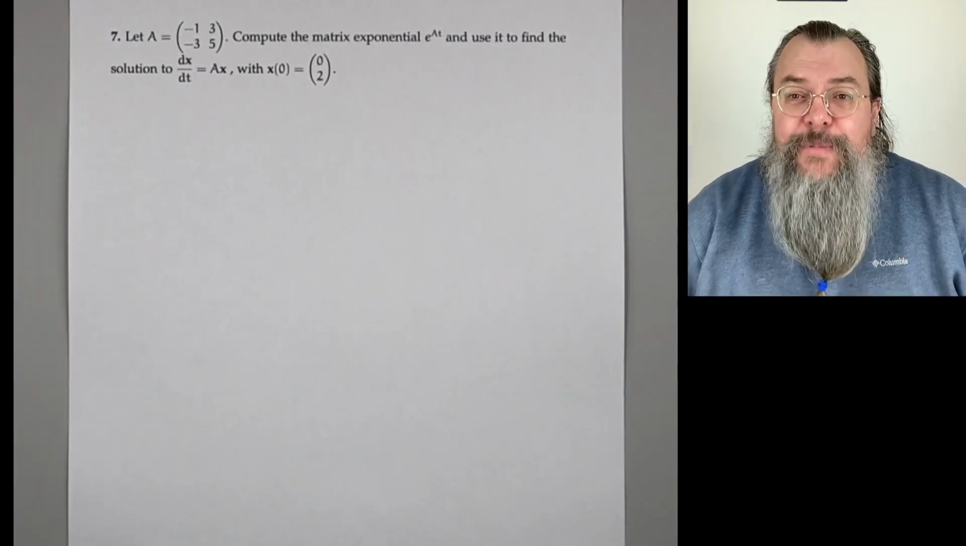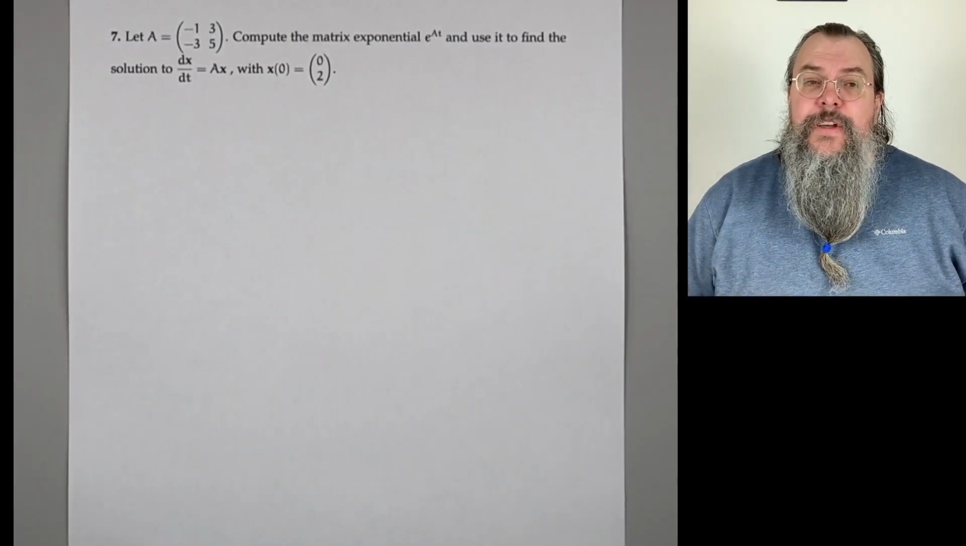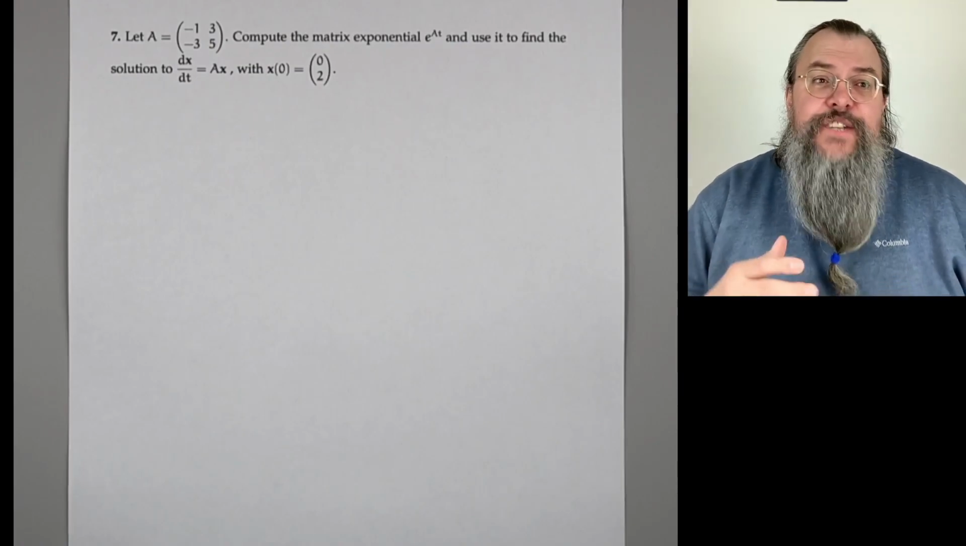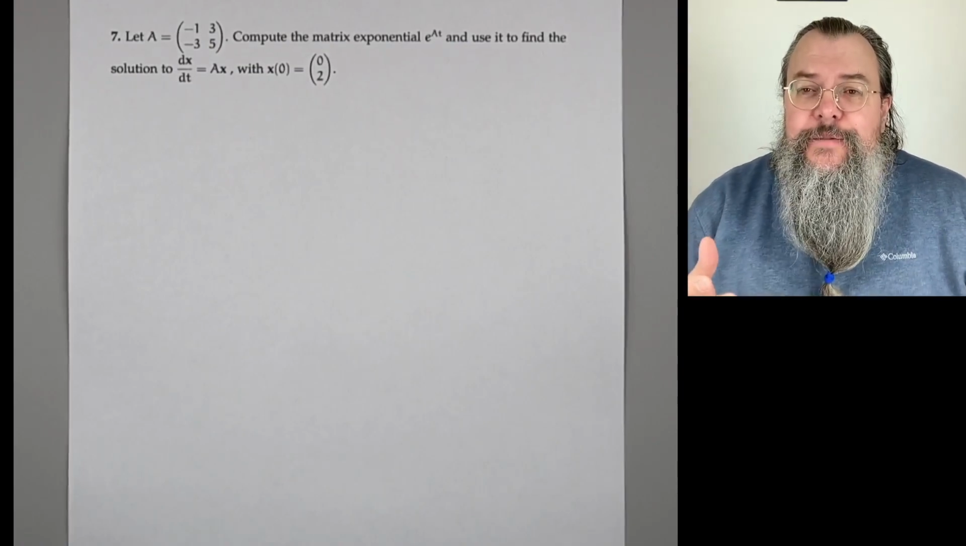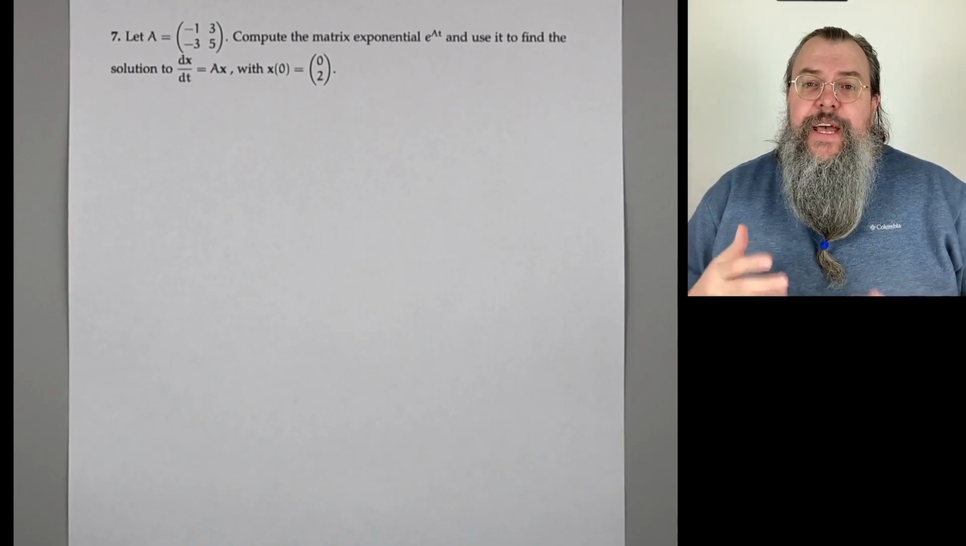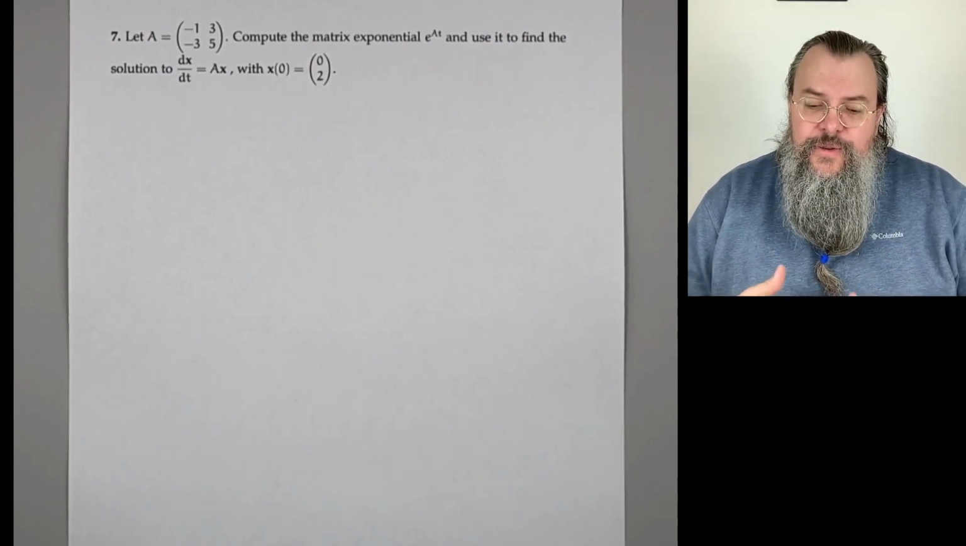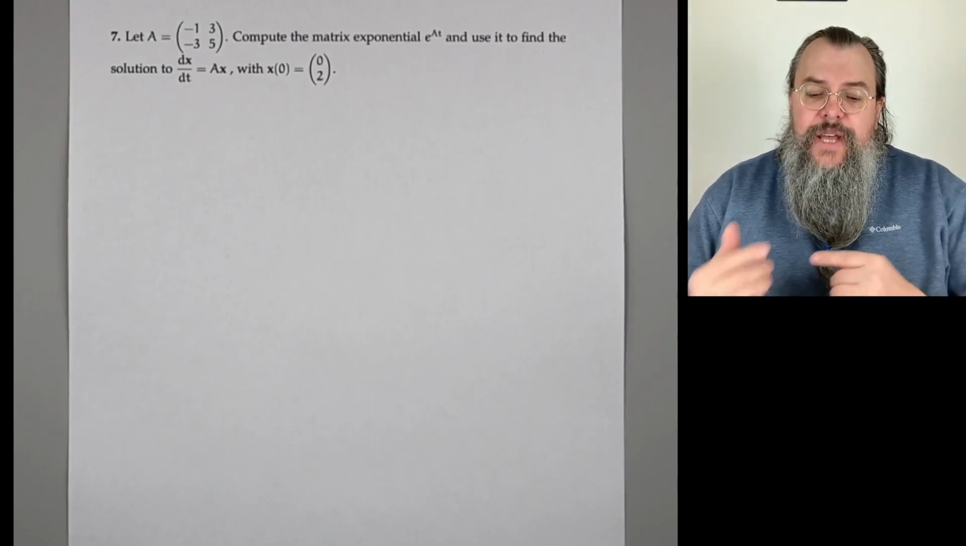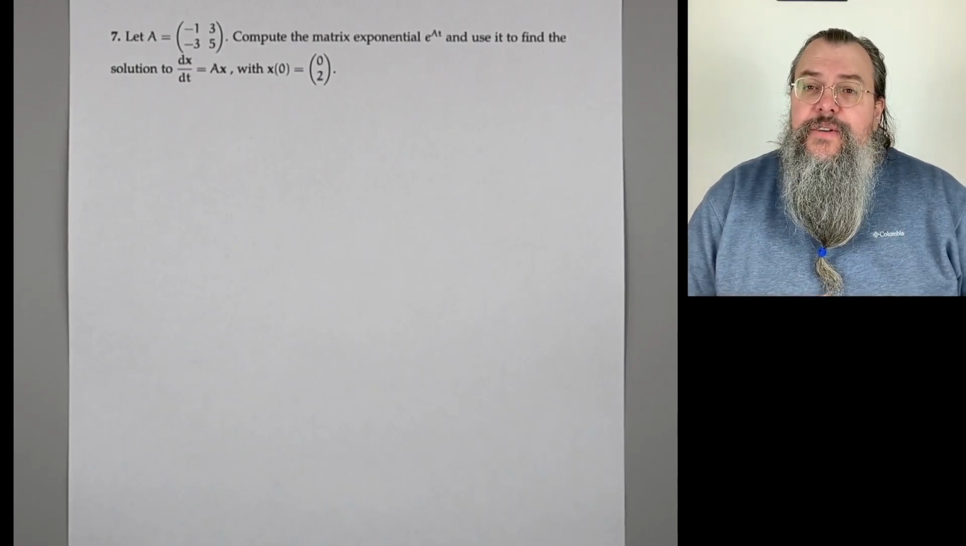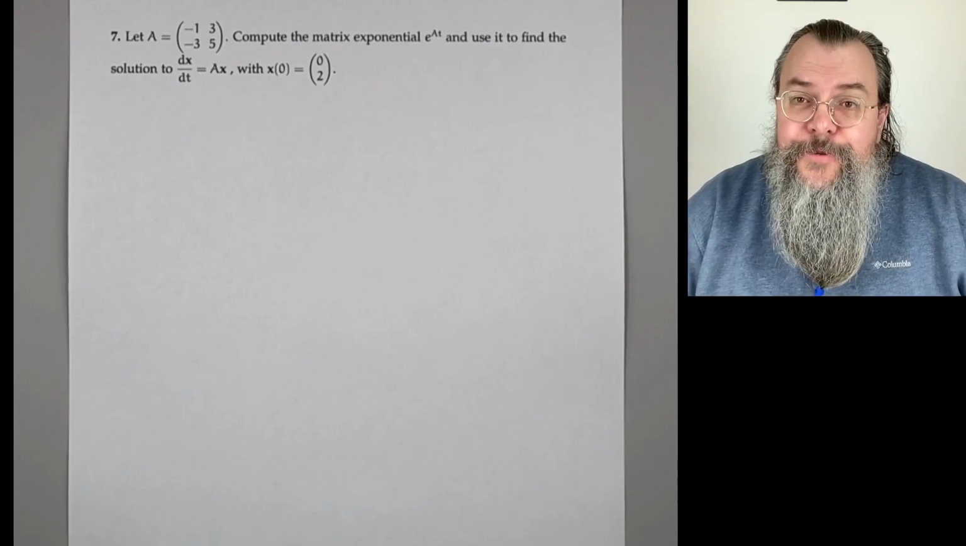Our last problem, number 7. So let A be the matrix minus 1, 3, minus 3, 5. Compute the matrix exponential e to the At and use it to find the solution to dx/dt equals Ax with x of 0 equals 0, 2.